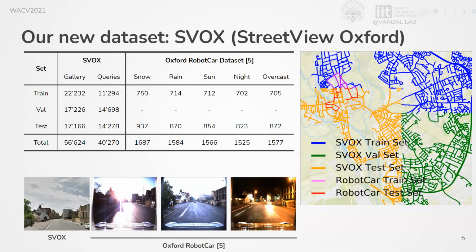Therefore, we extended the Robocar dataset with a new one called Street View Oxford, or SVOX, which we use as labeled source domain images, while using images from Robocar as unlabeled target images for a domain adaptation task. As you can see in the bottom left images, the domain gap between the domains is due not only to environmental conditions, but also to the position and orientation of the camera.